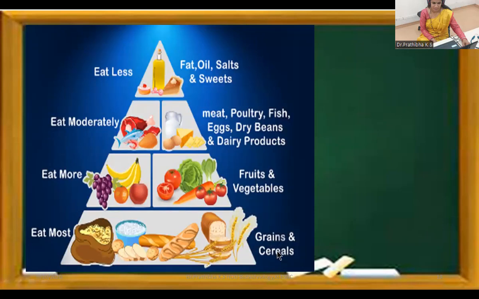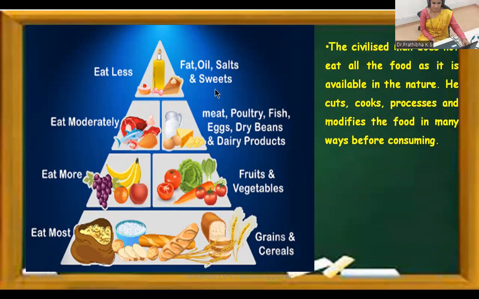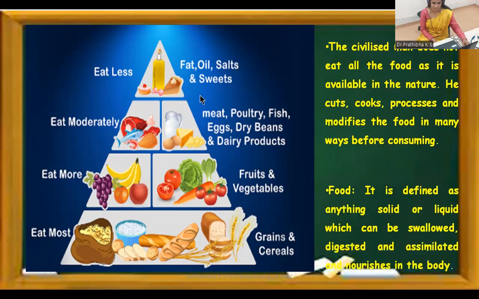As you notice here, grains and cereals you need to eat most. Again, fruits and vegetables, here also eat more. Then eat moderately: meat, poultry, fish, eggs, dry beans, and dairy products. Eat less: fat, oil, salts, and sweets can be less in your diet. For kids, we can consume more fat, oil, and salt, but as we grow, we need to reduce fat, oil, salts, and sweets.